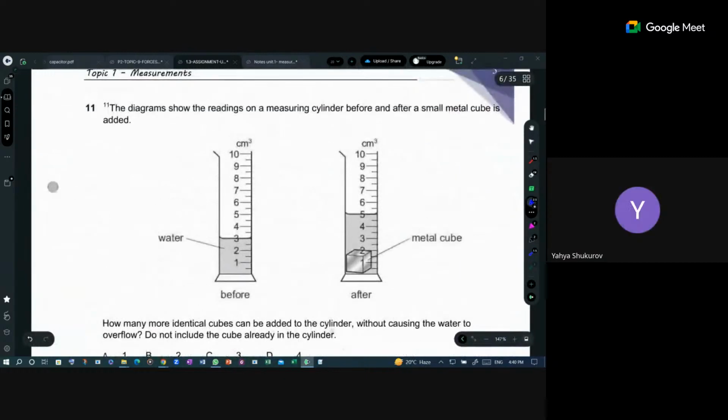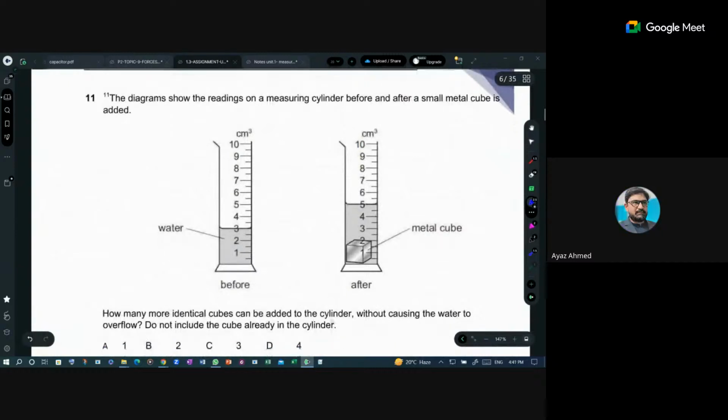Okay, the last question I want to discuss with you, and then I will give you some assignment. The diagram shows a reading on the measuring cylinder before and after a small cube is added. How many more identical cubes can be added to the cylinder without causing the water to overflow? Do not include the volume of the cube which is already added.